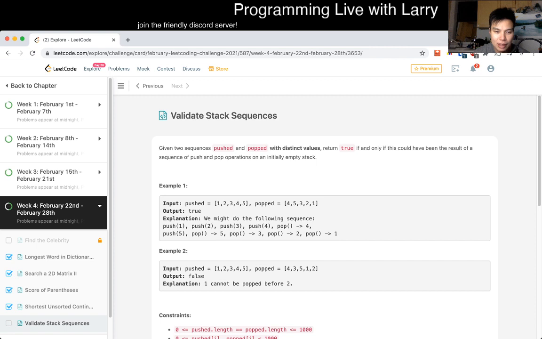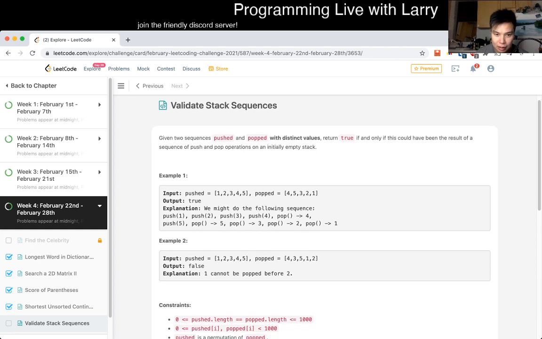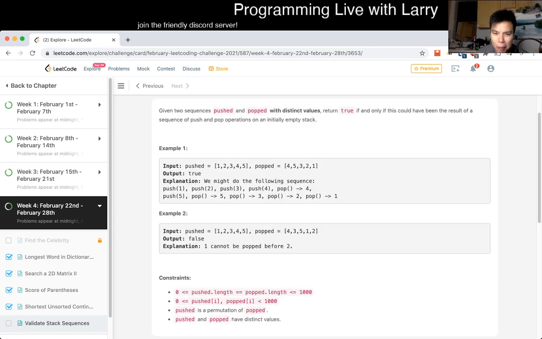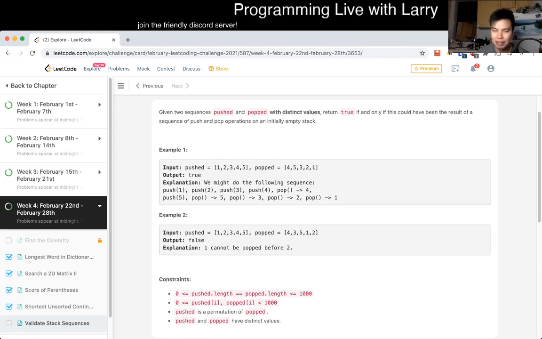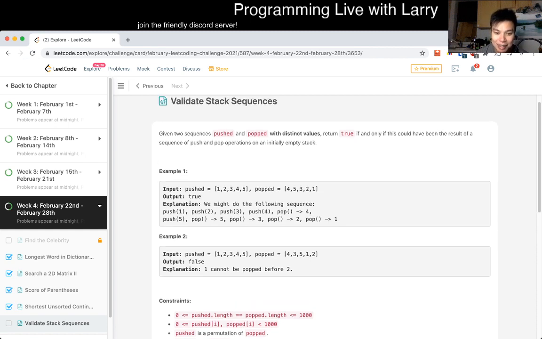Okay, so today's problem is validate stack sequences. The values are distinct, and we need to determine whether this could be the result of push and pop operations on an initially empty stack. What does that mean? Yeah, so I usually stop these lives, so it's a little bit slow, just fast forward or something like that. I'm just trying to understand what this is asking more than anything.